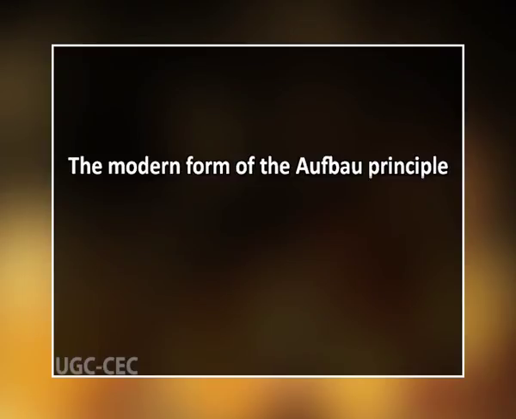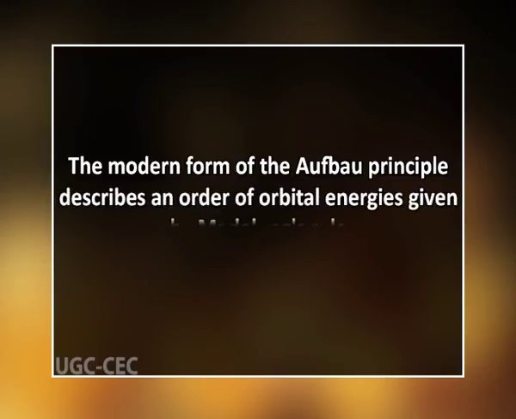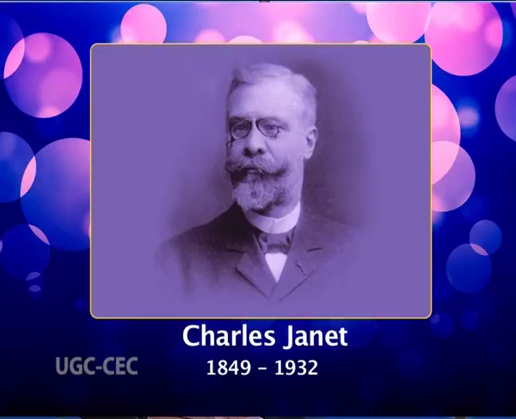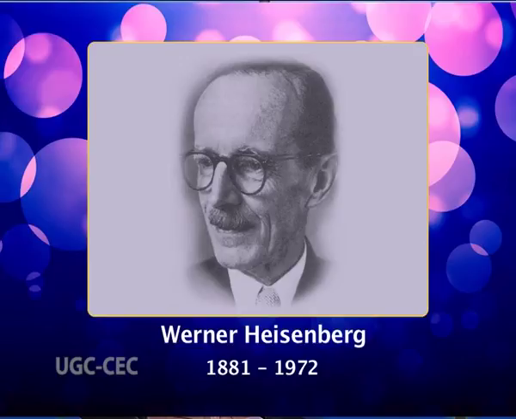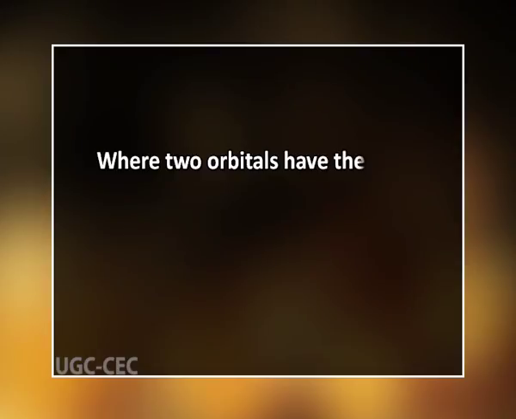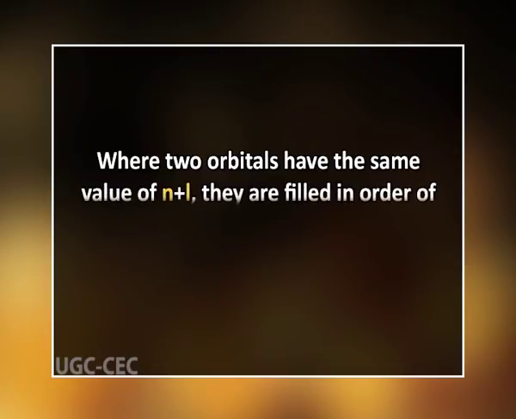The modern form of the Aufbau principle describes an order of orbital energies given by Madelung's rule. This rule was first stated by Charles Janet in 1929, rediscovered by Erwin Madelung in 1936, and later given a theoretical justification by V.M. Klechkovsky. Orbitals are filled in the order of increasing n plus L. Where two orbitals have the same values of n plus L, they are filled in order of increasing n.